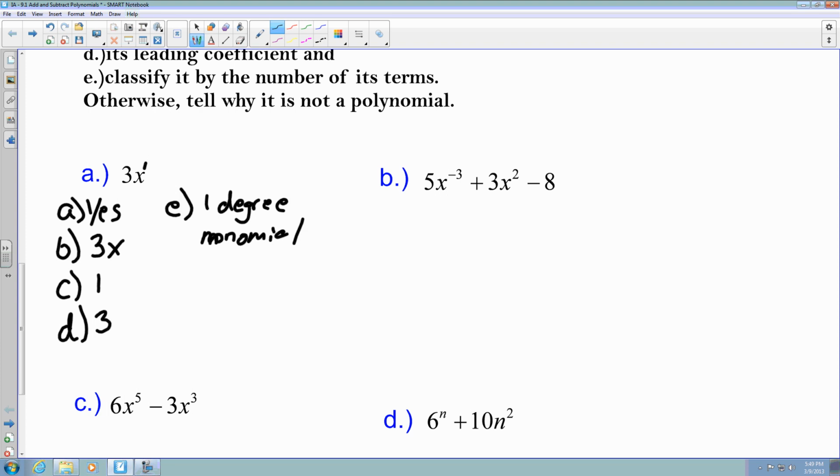Okay? But look at B, I have a problem. As you can see here, I have a negative exponent. And since that was one of the parameters that would tell you that it was not a polynomial, since it has a negative exponent, I can say that this is not a polynomial.